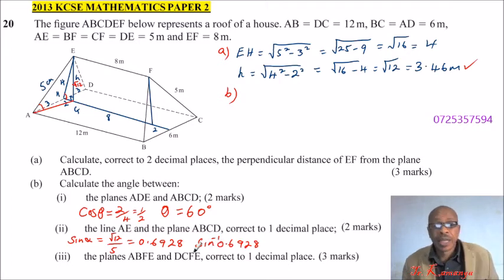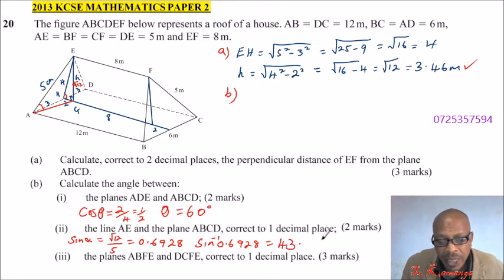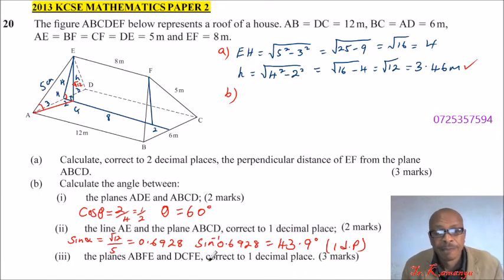So you can now get sine inverse of 0.6928, which you can do on your calculator. You press the inverse button and you can put the bracket and say the square root of 12 divided by 5, and you close the bracket, and that will give you the angle is equal to 43.9, and this is to 1 decimal place, as we have been told here. So you get 2 marks by doing that.